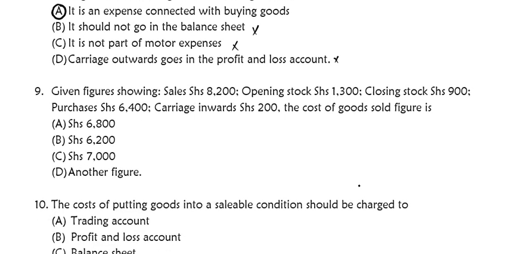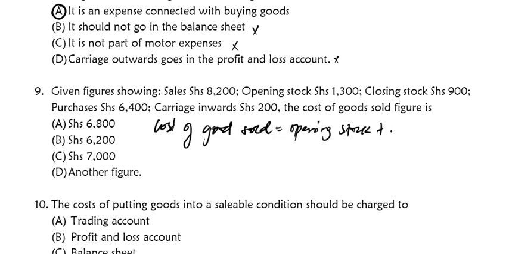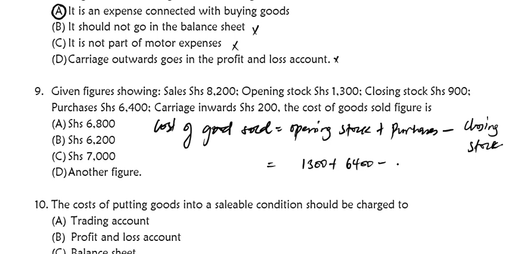Number 9, given figures showing sales, opening stock, closing stock, purchases, carriage inwards, the cost of goods sold figure is? How would you get cost of goods sold? To get cost of goods sold, cost of goods sold equals the opening stock plus purchases less your closing stock. Therefore, opening stock is 1,300 plus the purchases of 6,400 minus closing stock. No, you have to first add the carriage inwards on the purchases, because carriage inwards is an expense that is connected with buying goods. So I have to first add the carriage inwards of 200, then I will minus the closing stock of 900.